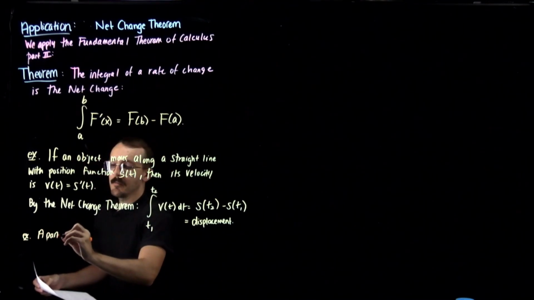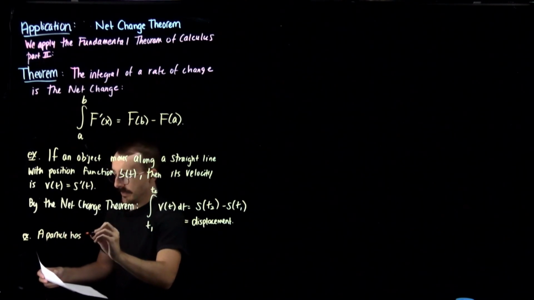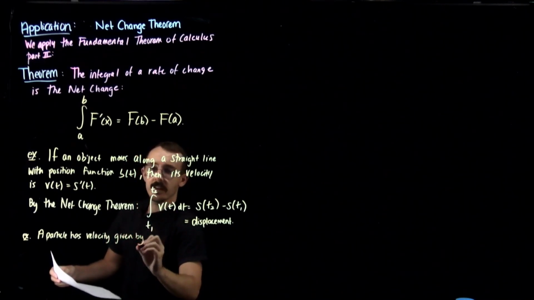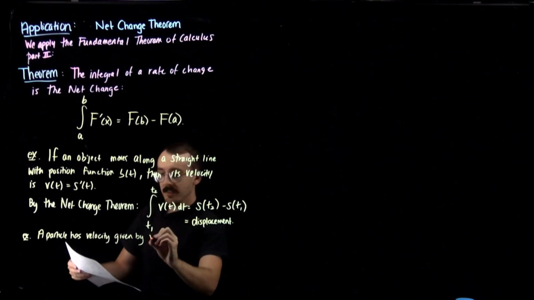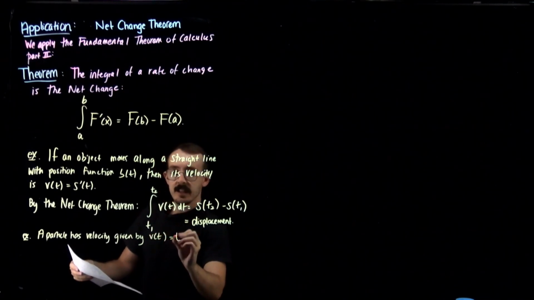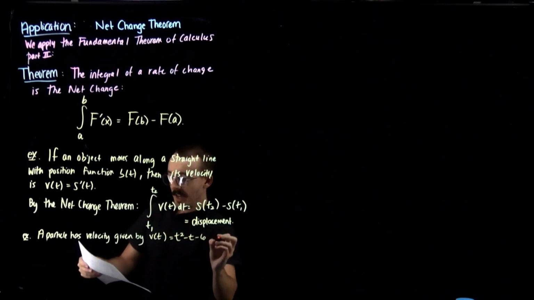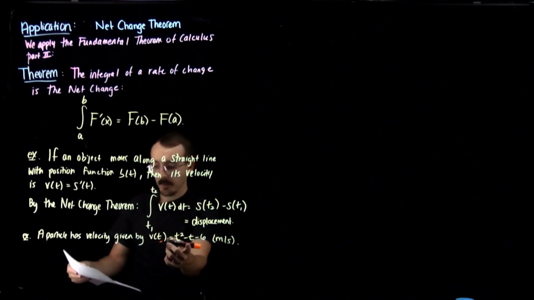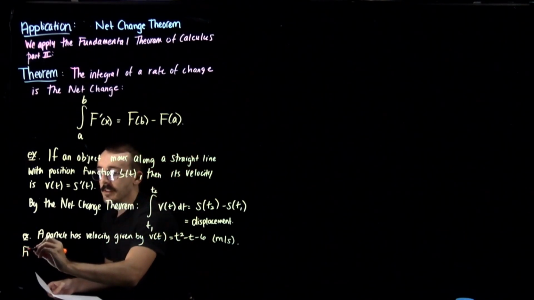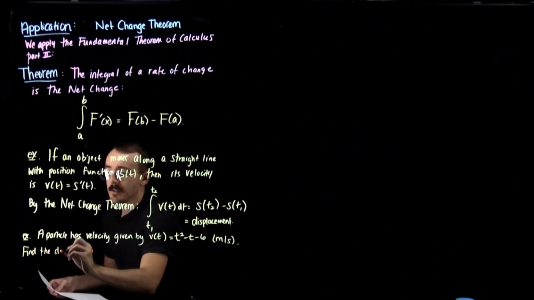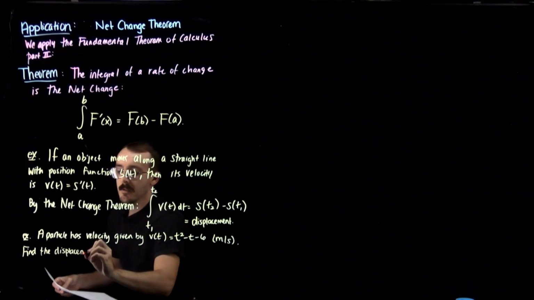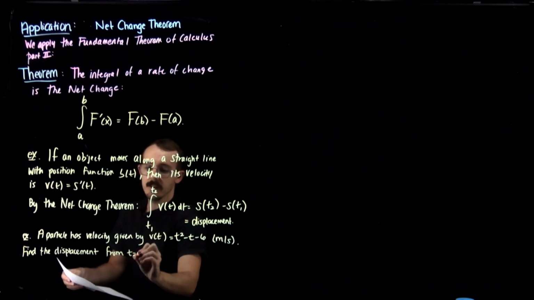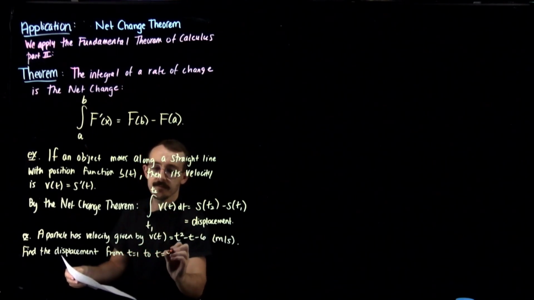A particle has velocity given by, and I'll give you the formula for this one, v of t equals t squared minus t minus 6. And this is measured in meters per second. It's a velocity. So this is the velocity function for a particle. And we're going to find the displacement from t equals 1 to t equals 4.